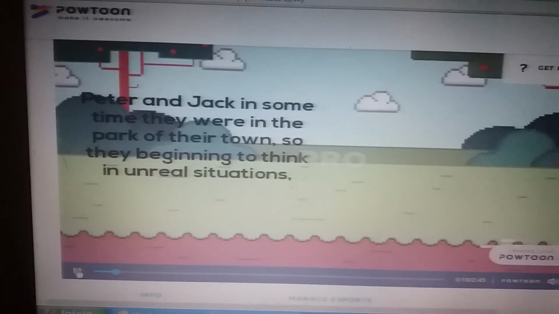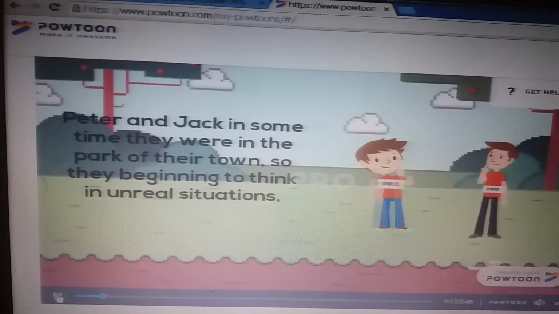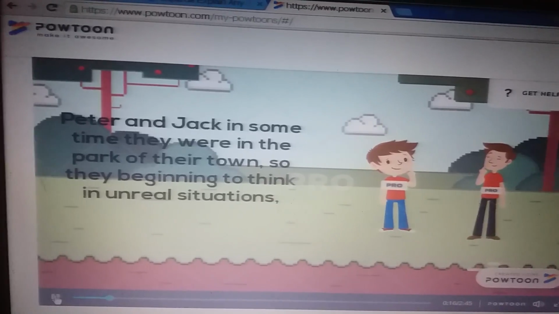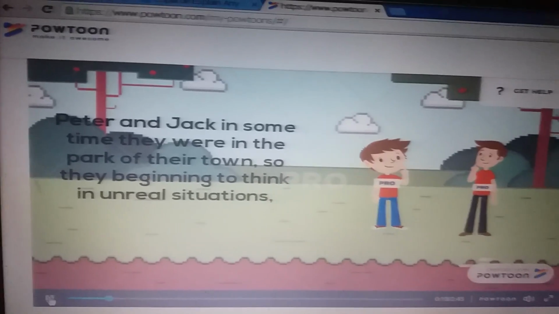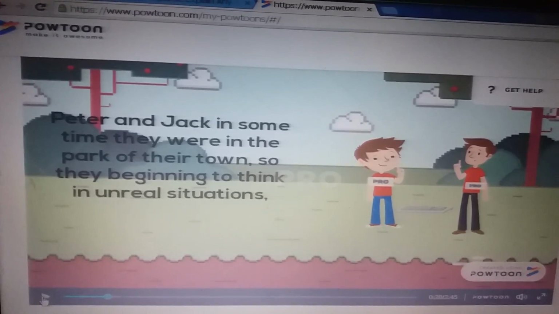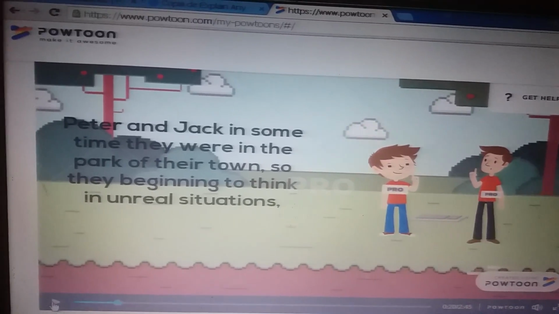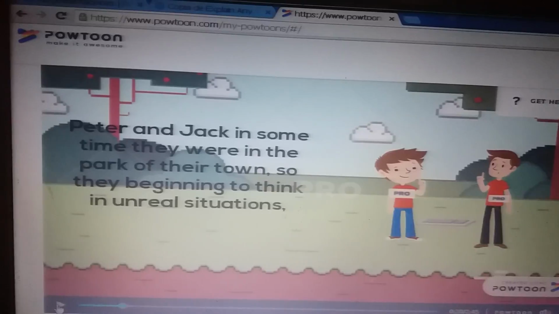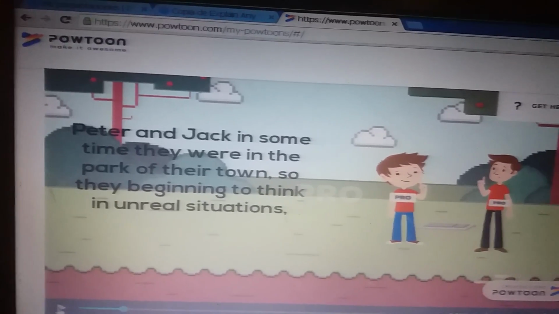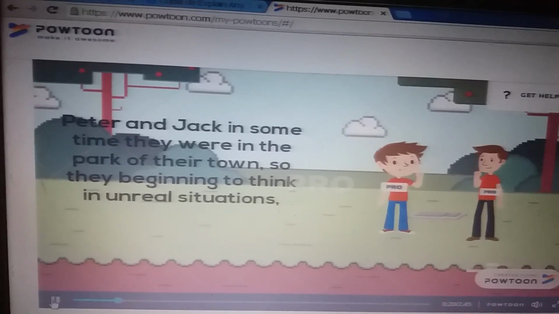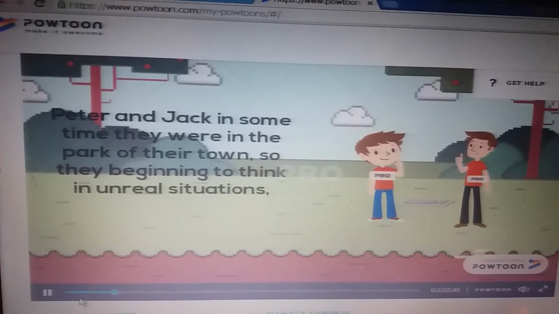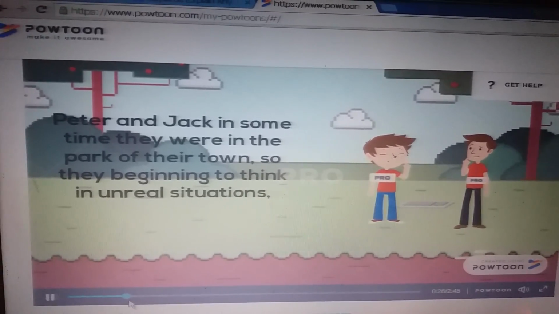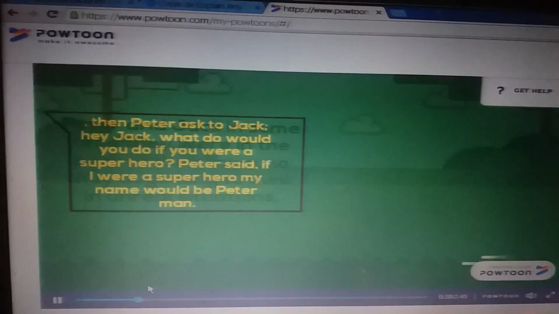Now we are going to talk about a real situation in one activity in the Powtoon presentation. This activity is about Peter and Jack. During their summer vacation, they were in the park in their town, and they began to think about a real situation. Okay, this is the video in the Powtoon presentation.